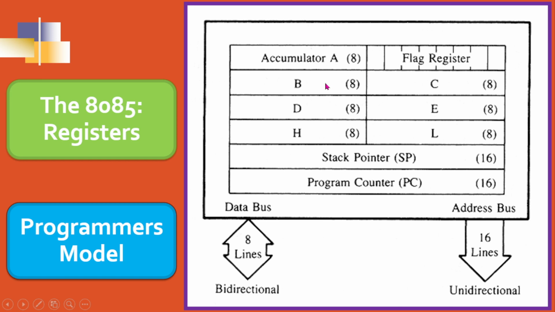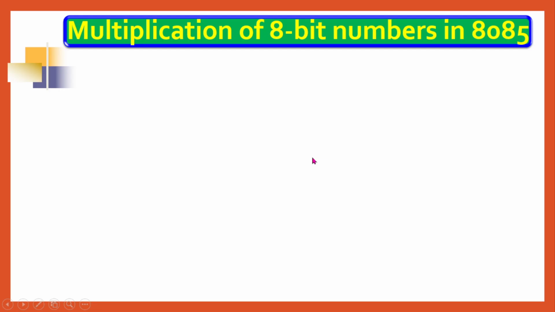Then we have B, C, D, E, H, L, six 8-bit registers. Otherwise, we can use three 16-bit register pairs: BC, DE, HL. Then the stack pointer and program counter are for system usage. So the programmable registers we can use are B, C, D, E, H, L. That is the programmer's model. Let's start the task of multiplication of two 8-bit numbers.